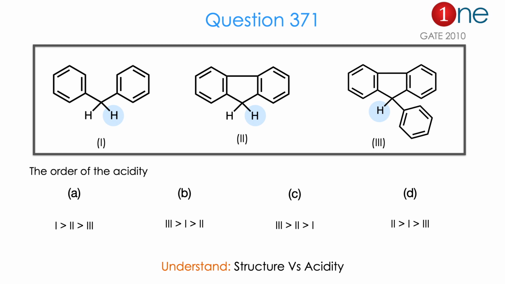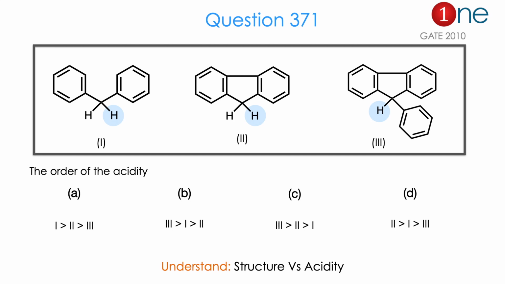Let us see the first question. They are given 3 different compounds with acidic hydrogen. They are asking the order of acidity. The first compound is a carbon attached with 2 phenyl groups. The second one is a 5-member ring attached with 2 phenyl groups. The third one is the same as the second, but with an extra phenyl attachment. So there are 3 different possibilities, 3 different hydrogens. You have to find which one is higher and which one is lower.